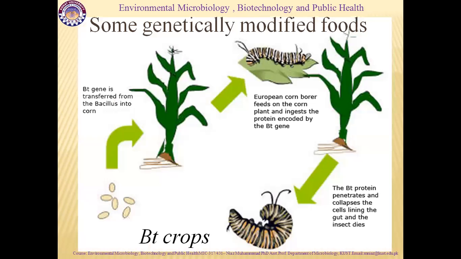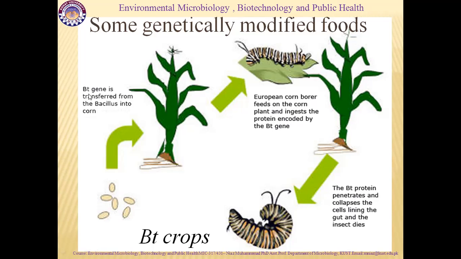Some genetically modified foods we can see: the Bt gene is transferred from Bacillus thuringiensis into corn. The European corn borer feeds on the corn plant and ingests the protein encoded by the Bt gene. The Bt protein collapses the cells lining the gut, and the insect dies. So these are called Bt crops.